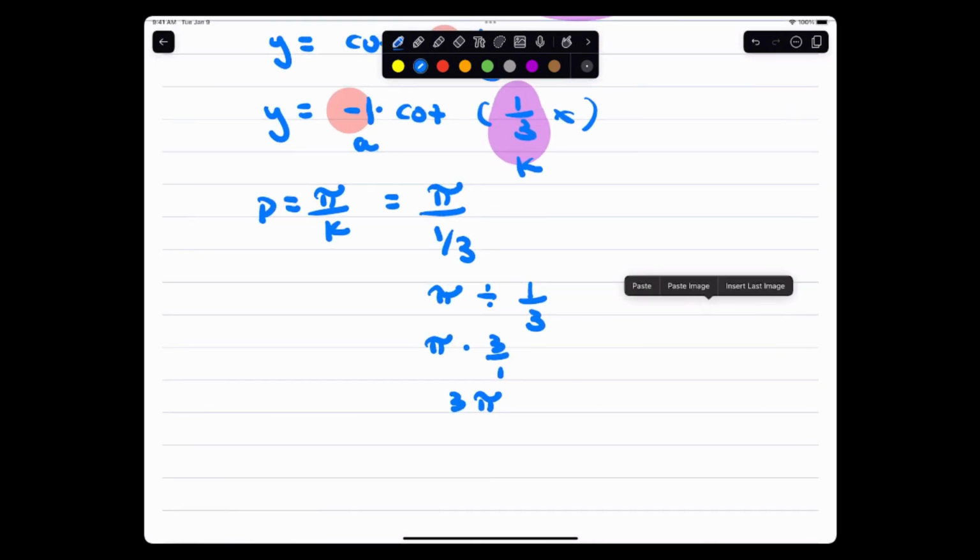So in other words, you just found the period. Your period is what? 3 pi. Yes. Easy peasy, lemon, what? Squeezy. What's your interval of one cycle now? It's going to be 0 to what? To 3 pi.